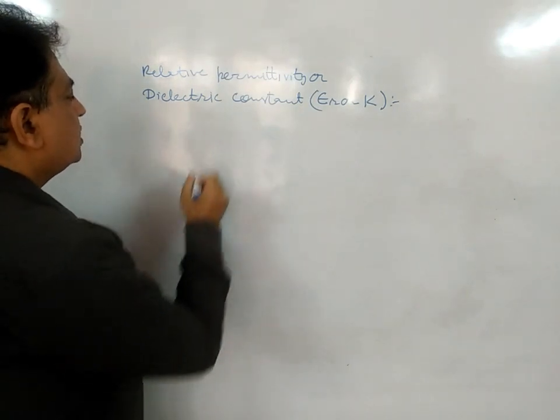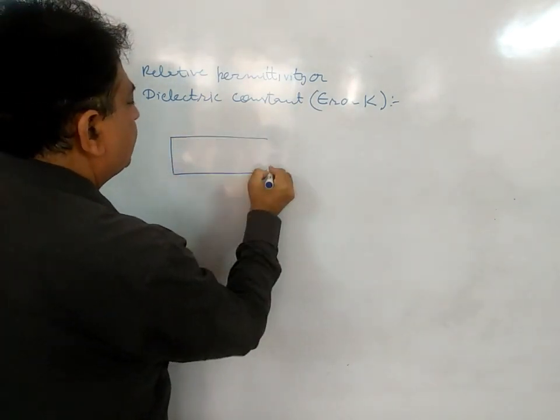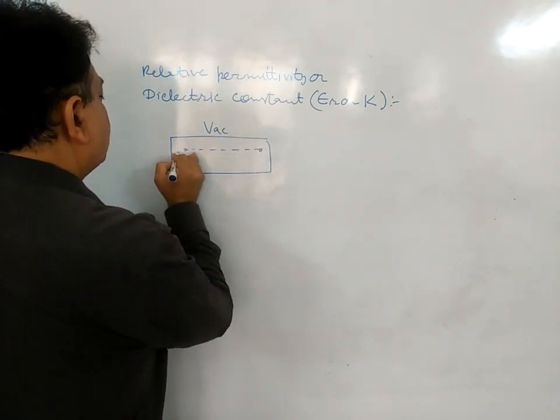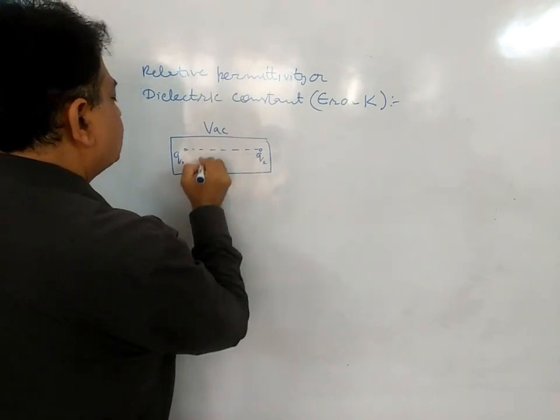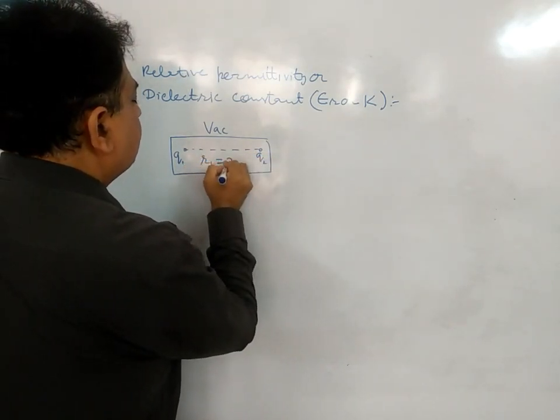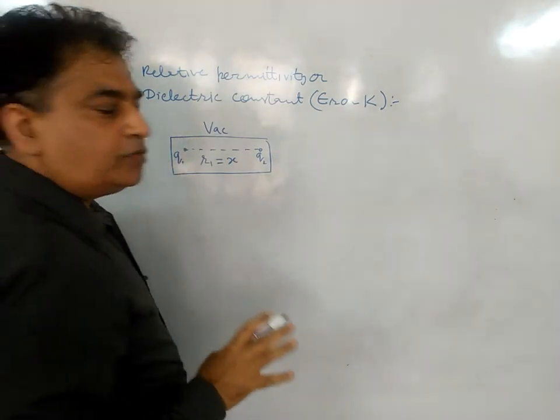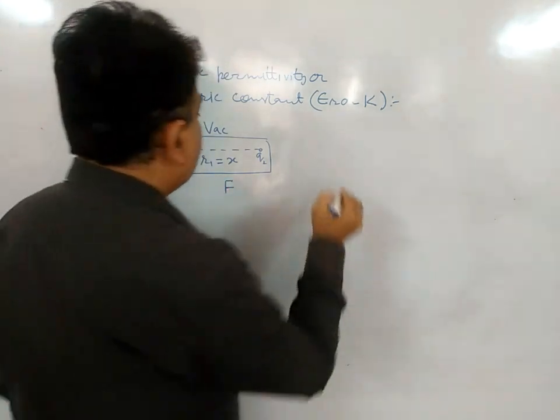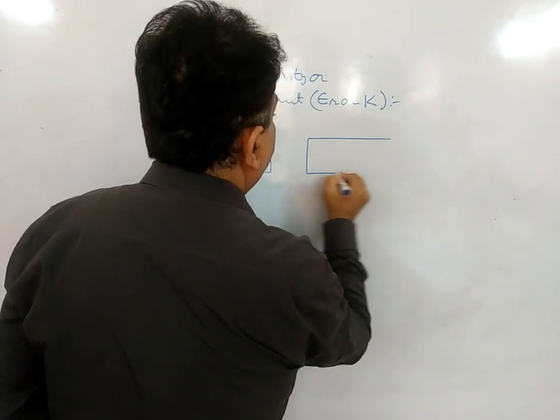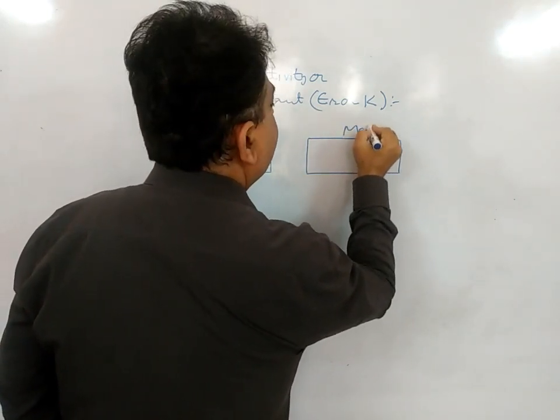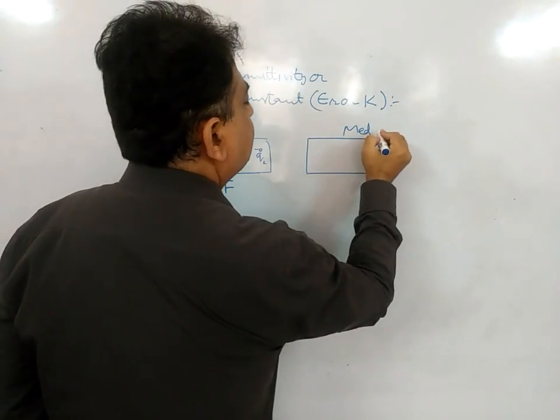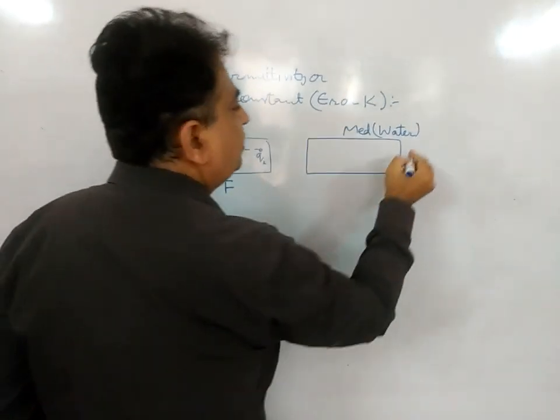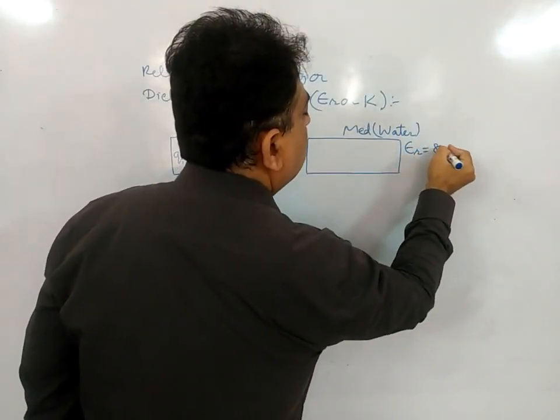Now see, suppose this is vacuum here and these are the 2 point charges q1 and q2 separated by a certain distance r1 equal to x, and the force of interaction between these 2 point charges is equal to, let us say, F. And suppose this is any other medium and this medium is, let us say, water. This medium is water and its relative permittivity is given to you, epsilon r equal to 80.